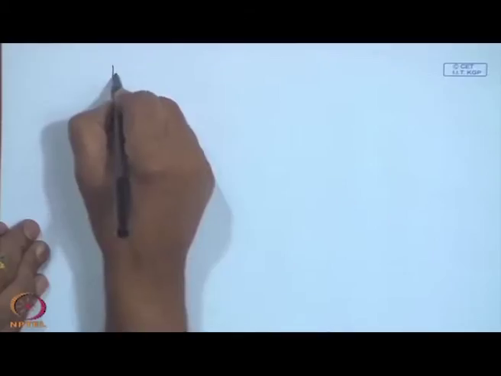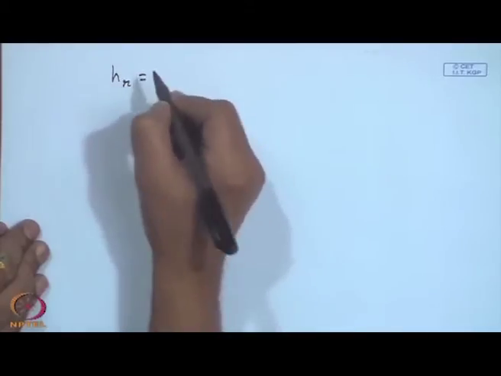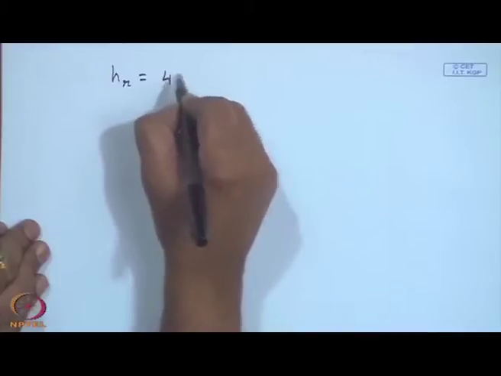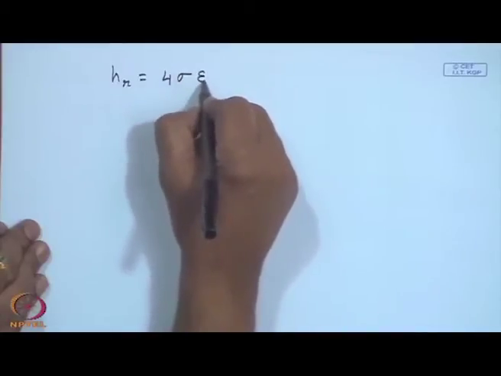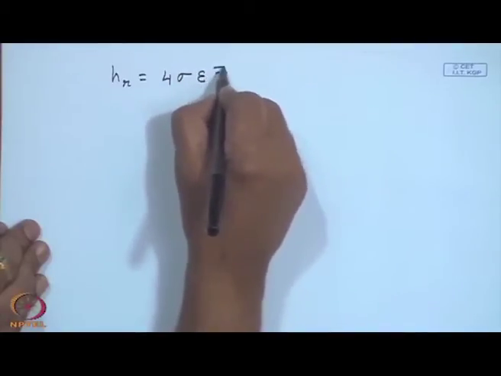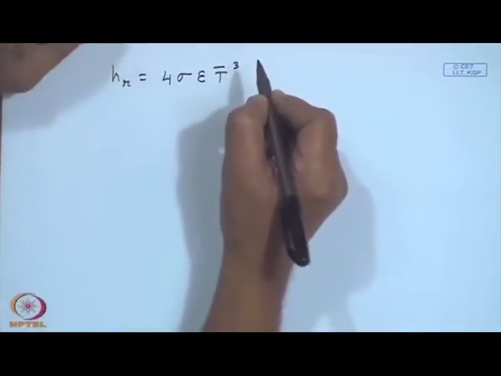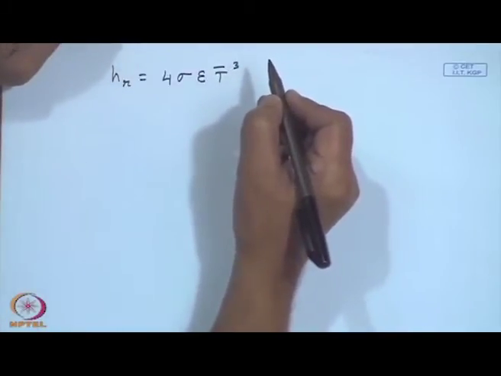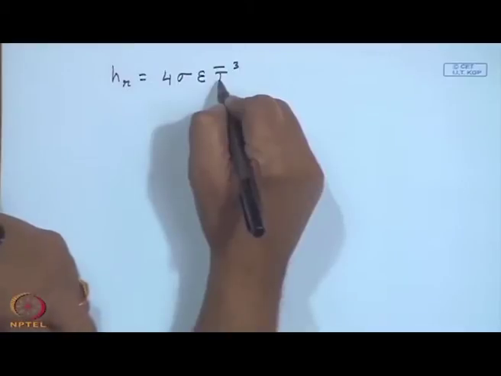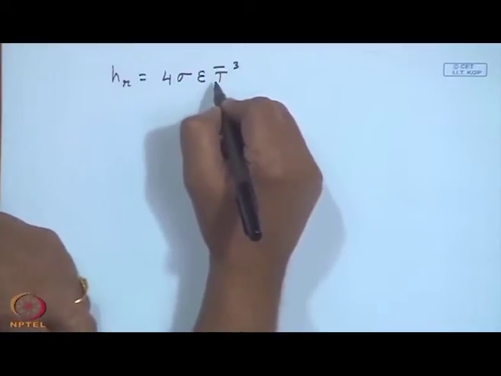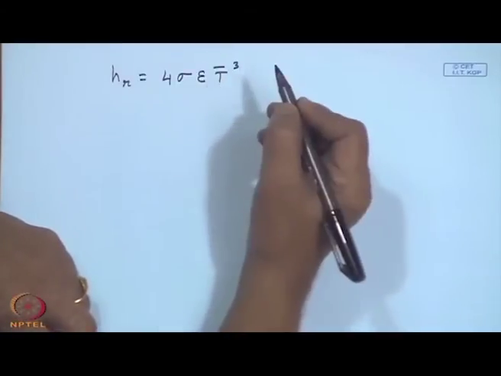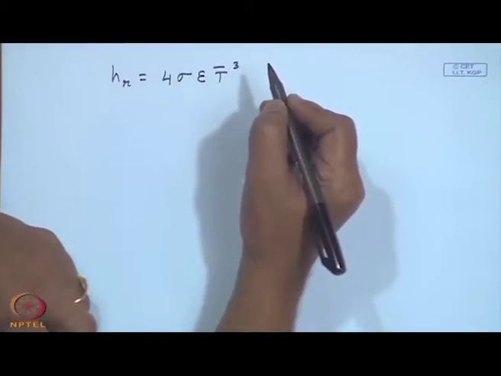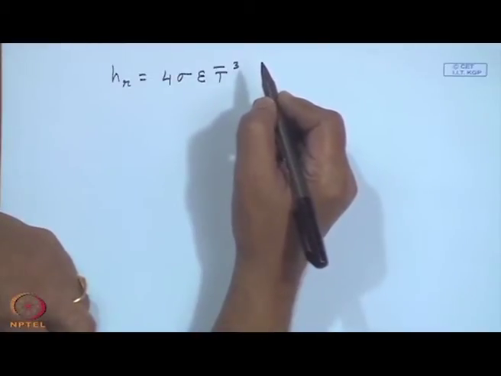And this is, of course, we can express the radiative heat transfer coefficient in terms of 4 sigma epsilon T bar to the power 4, where as we have already defined, it is an average temperature of the receiver T_r and the surrounding ambient temperature T_a in terms of the 4th powers.